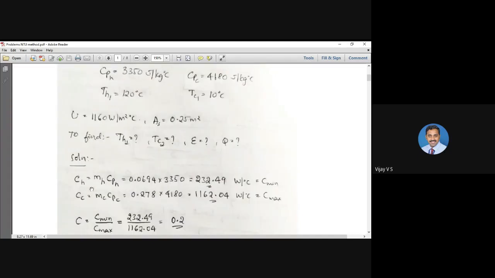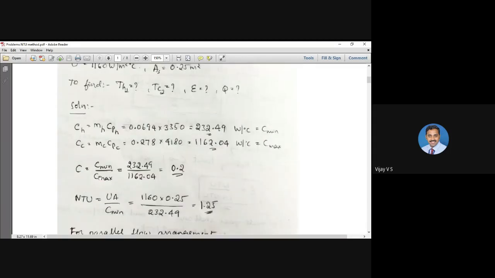The first step in the NTU method is to find out what CH and CC are. I know MH and CPH, MC and CPC. Substituting all the values, CH I will get 232.49, unit is watt per degree centigrade. CC is 1162.04. Now out of these two, which is C minimum? CH is C minimum, so I will take CH as C minimum, CC is C max. Therefore the capacity ratio, C minimum by C max, I will get 0.2. So C is equal to 0.2.